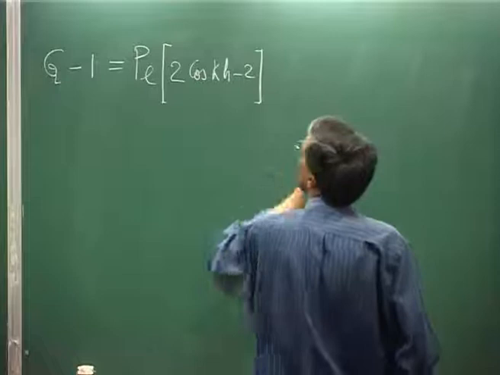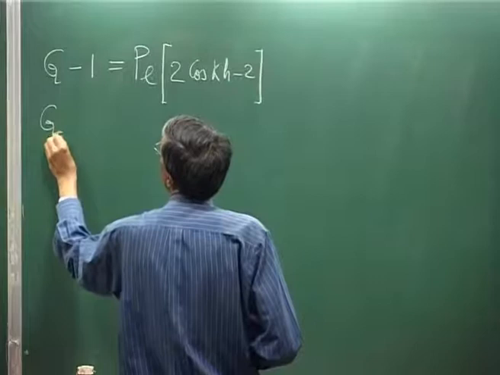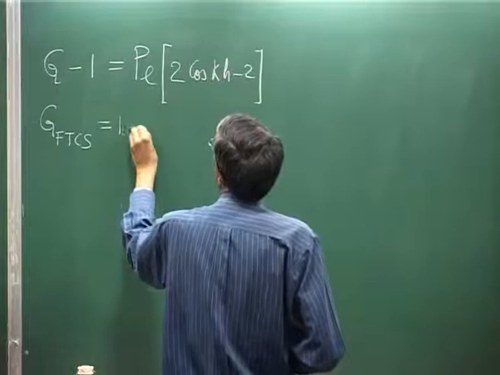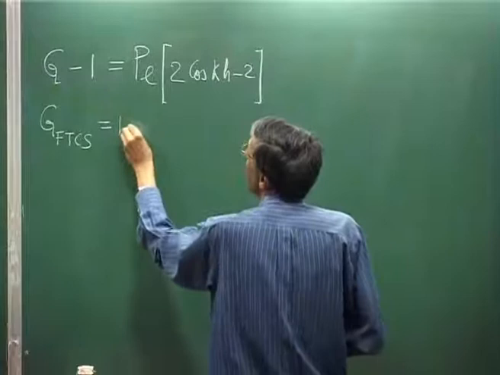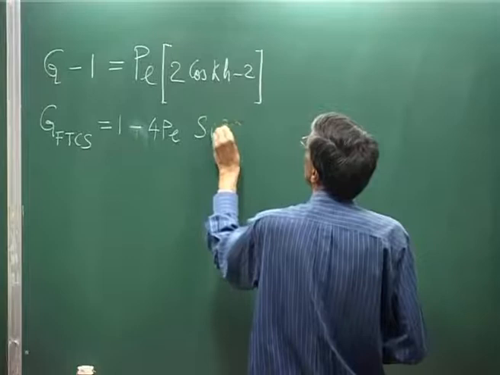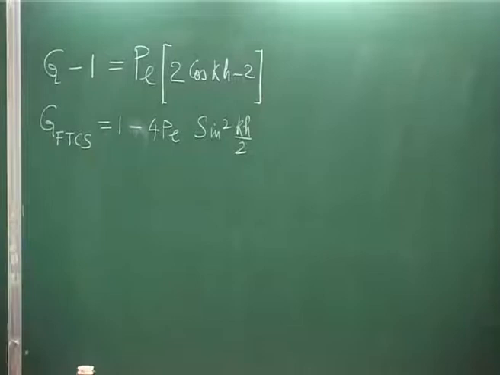And that is what we have. So, what I am getting here then, g of this algorithm, which I called FTCS, would be equal to 1 plus, what about this, I could take 2 out, right? I could also write 1 minus cos as 2 sin square. So, I could write here with a minus sign 4 p sin square kh by 2. That is precisely what you see written over there as equation 7.